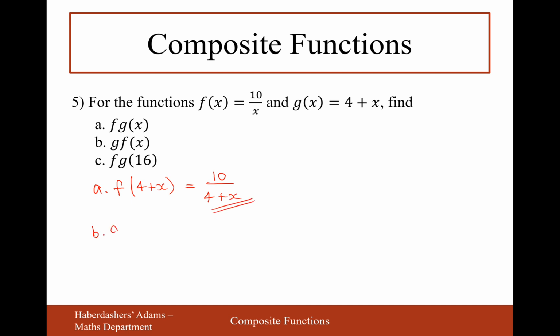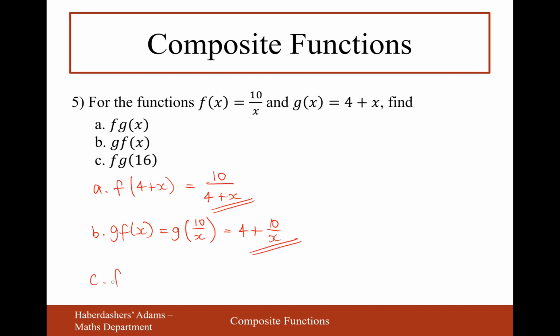For part B, it's g of f of x. So that's going to be g of the f function, which is 10 divided by x. And then I'm going to put 10 divided by x into the g function. So that's going to make it 4 plus. Now where x appears, I'm going to write 10 over x like this. And there we are. That's the answer to part B.